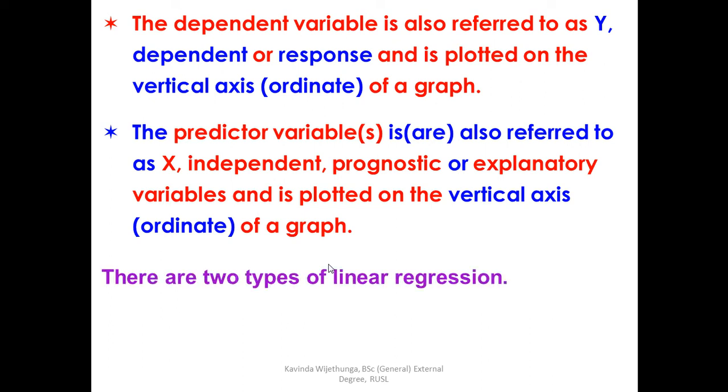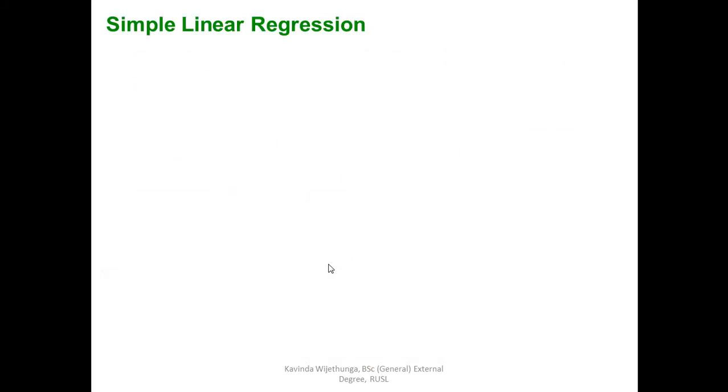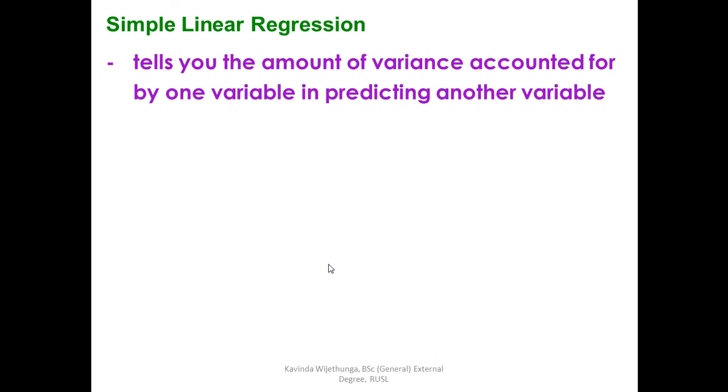There are two types of linear regression: simple linear regression and multiple linear regression. Simple linear regression tells you the amount of variance accounted for by one variable in predicting another variable. In simple linear regression, you can see only one independent variable and one dependent variable. In multiple linear regression, you can see two or more independent variables and one dependent variable.